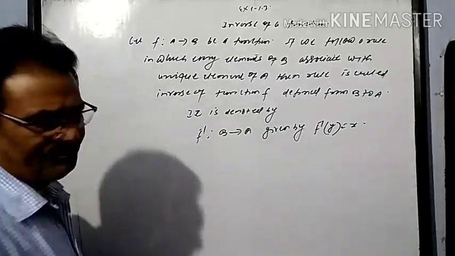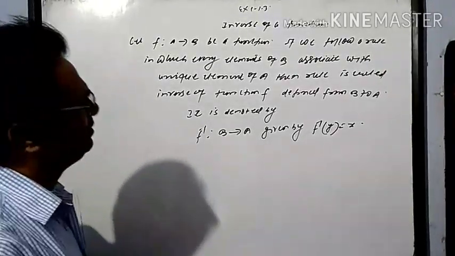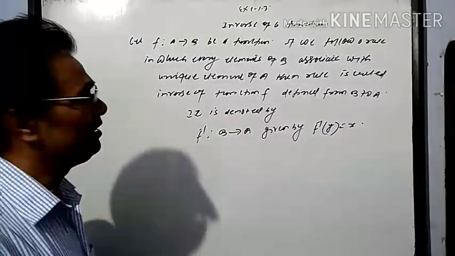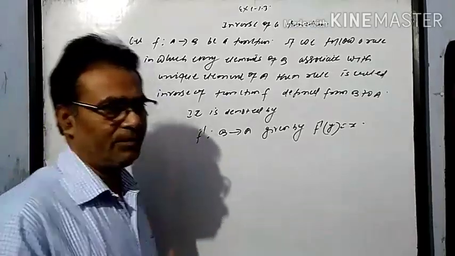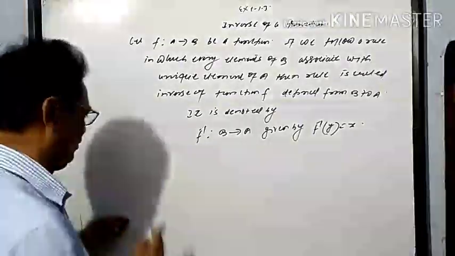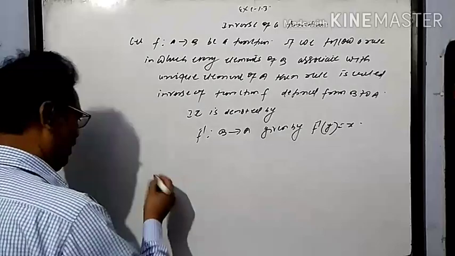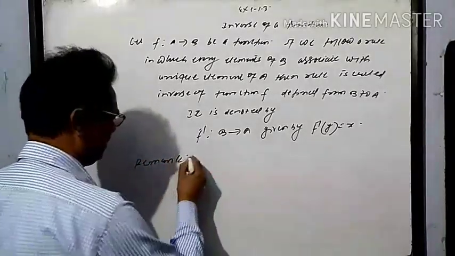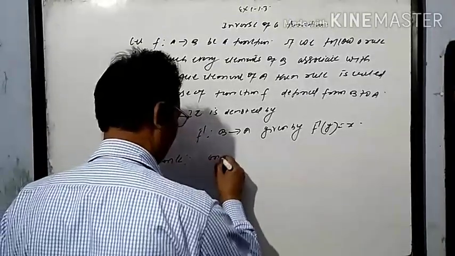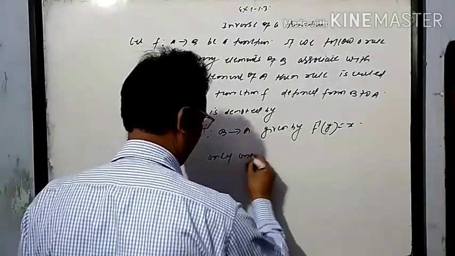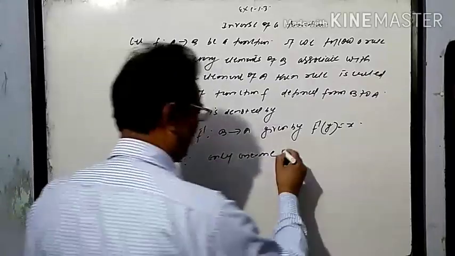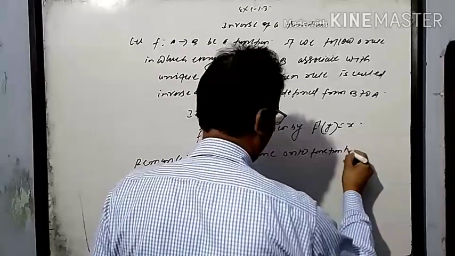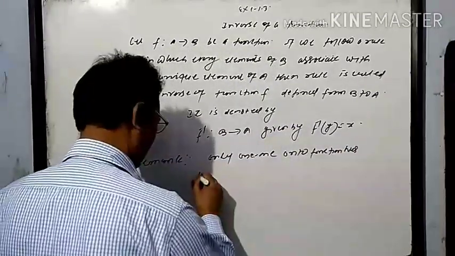From this definition, it is clear that a function is invertible only when it is bijective. That means one-one and onto. So we can say that only a one-one and onto function has an inverse function.